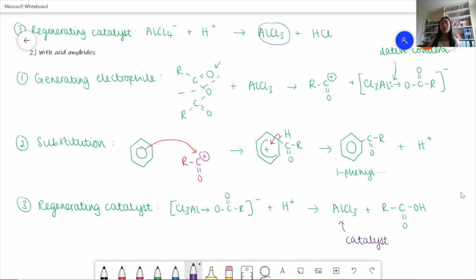So a really important thing to remember is that these are electrophilic substitution reactions because the attacking group is an electrophile, and we are substituting a hydrogen for this acyl group, this RC double bond O, and so it's an electrophilic substitution reaction.